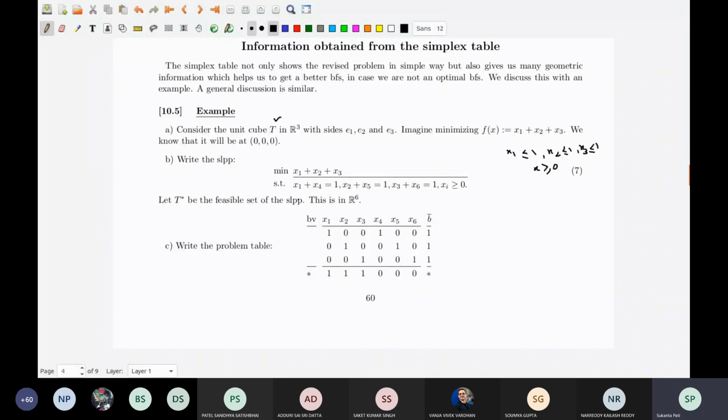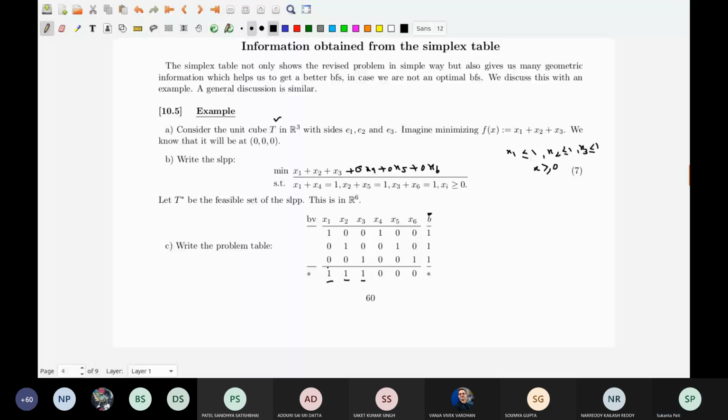Okay. And so that is what the SLPP will look like. X1 plus x2 plus x3 plus, you can write 0x4 plus 0x5 plus 0x6. So that is why it is not written over there. Subject to x1 plus x4 equal to 1. The problem table, this is B, not B bar, just B. Okay. And x2 plus x5 equal to 1, x3 plus x6 equal to 1. What am I supposed to minimize? I am supposed to minimize x1 plus x2 plus x3. That is the problem table.